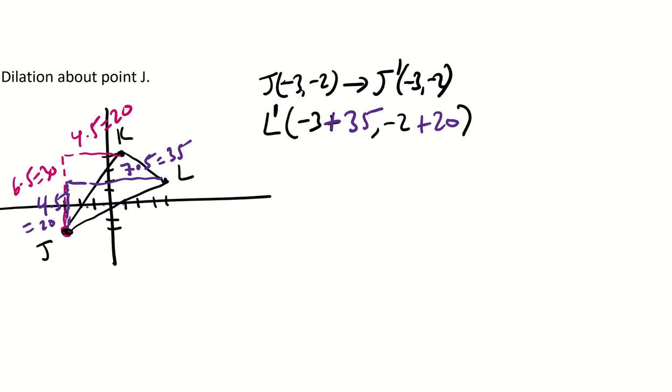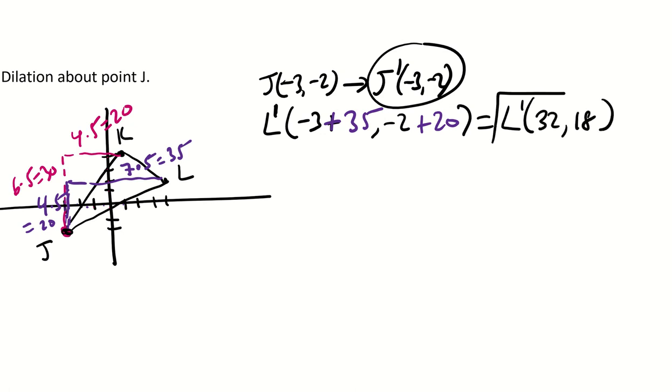I guess I should call this L prime, right? So I got J prime. L prime is going to be 35 minus 3, which is 32, and then 20 minus 2. So this is going to be 32 and 18. So those are the answers for L and J.